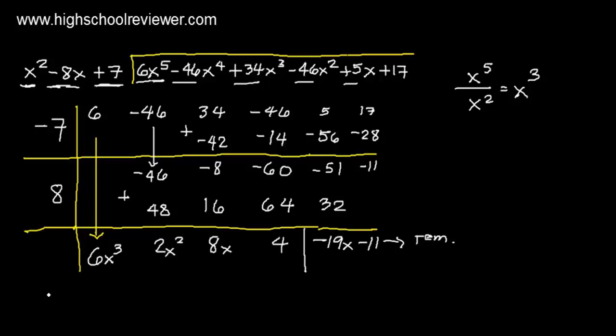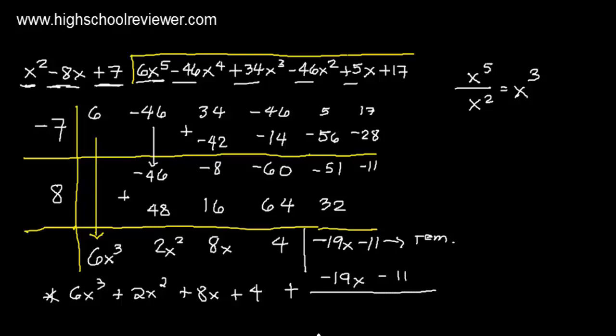Our quotient now will be 6x cubed plus 2x squared plus 8x plus 4. And the remainder, this will be plus negative 19x minus 11, and divide this by the divisor. Our divisor will be x squared minus 8x plus positive 7. And this is now our final answer.